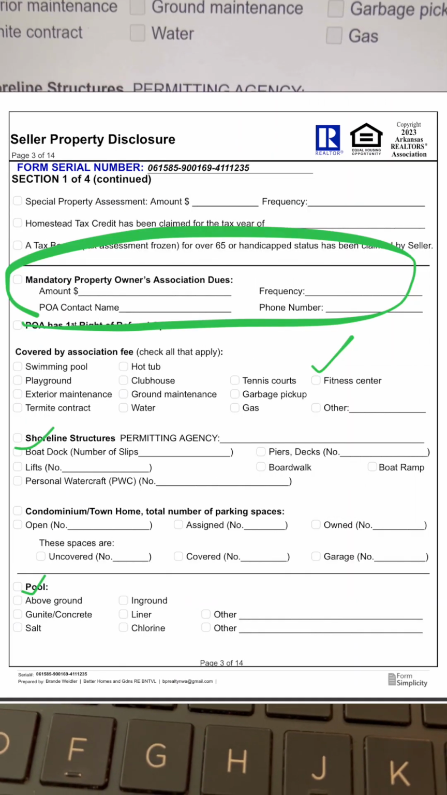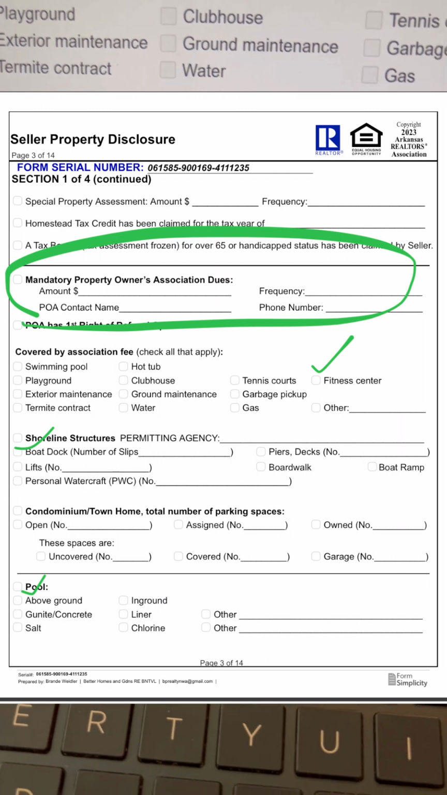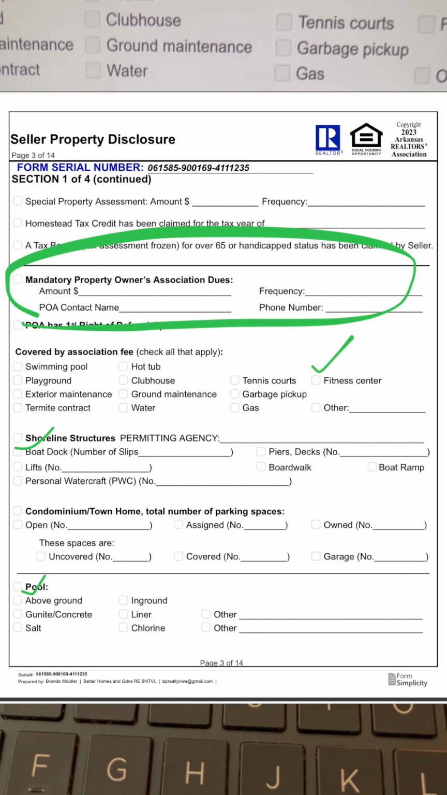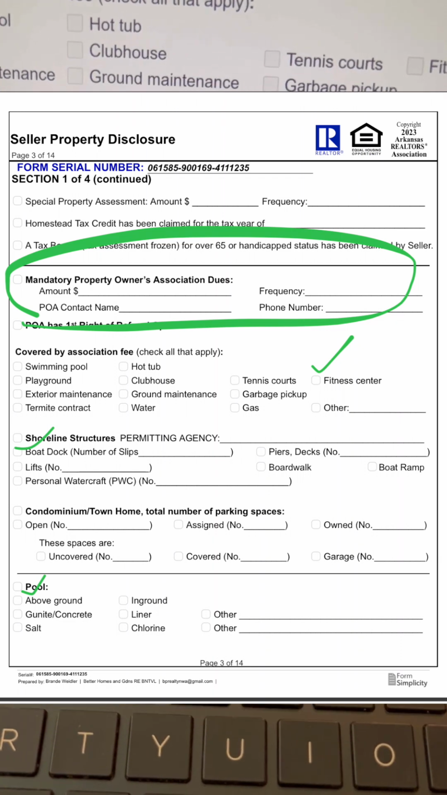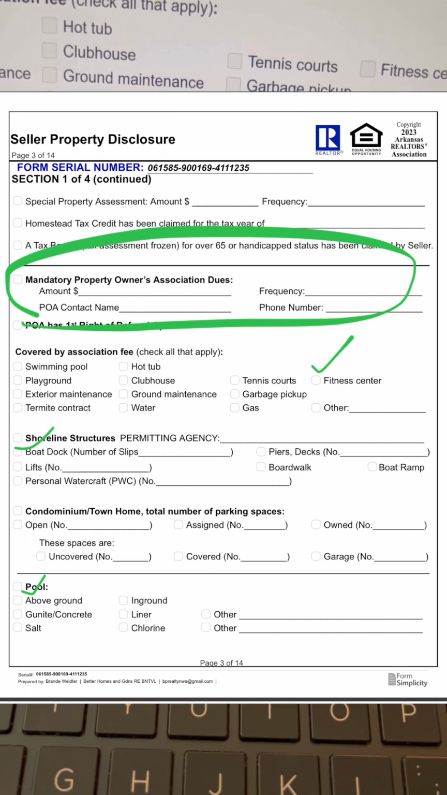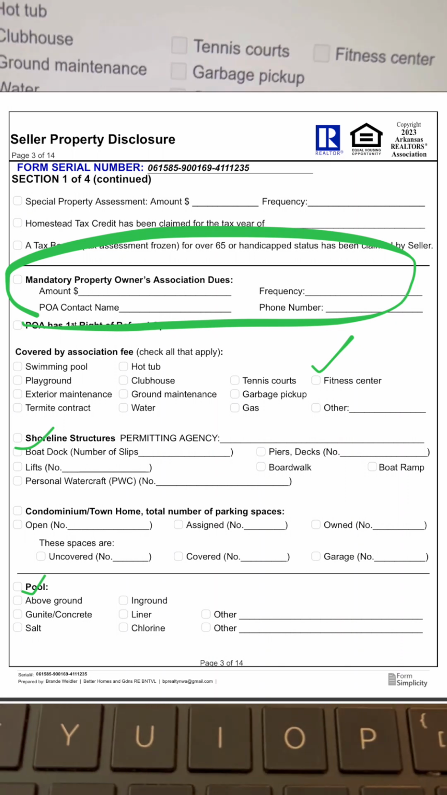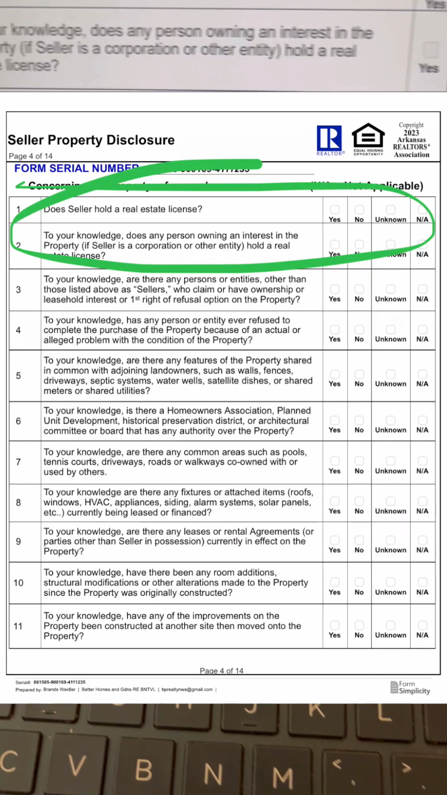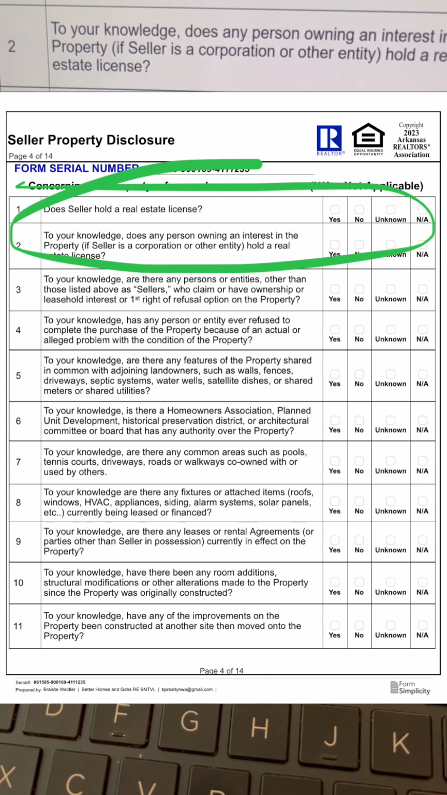Page 3 goes on to talk about the community amenities that are available for this property. So if there's an HOA, what is it? How much is it? How often is it paid? What does it cover? Does it cover a community pool? Is it a community boat dock? Things like that.